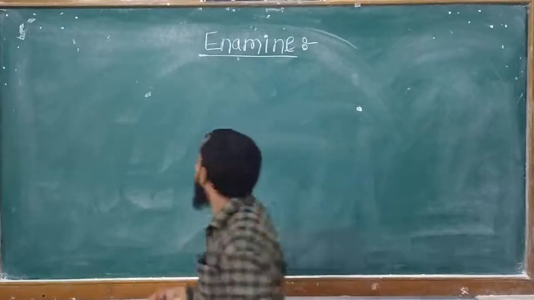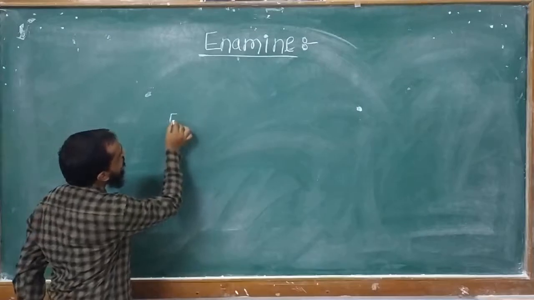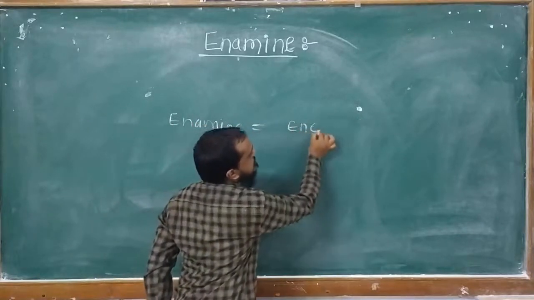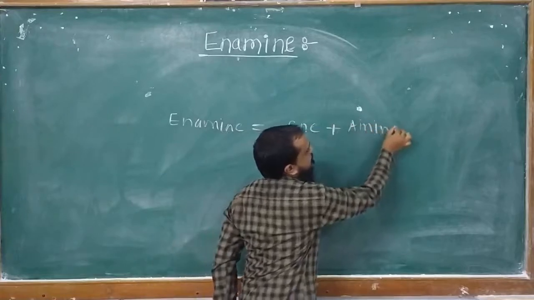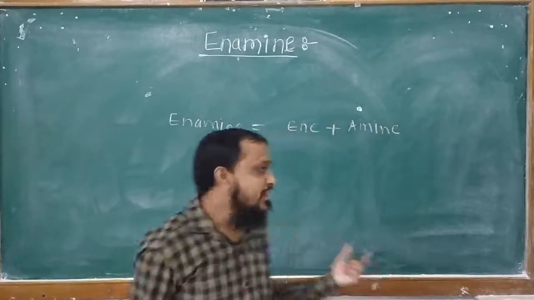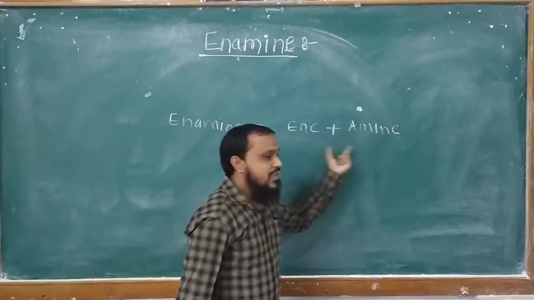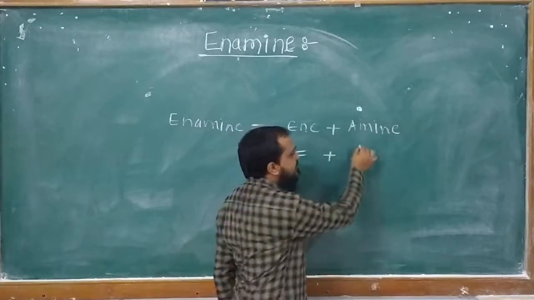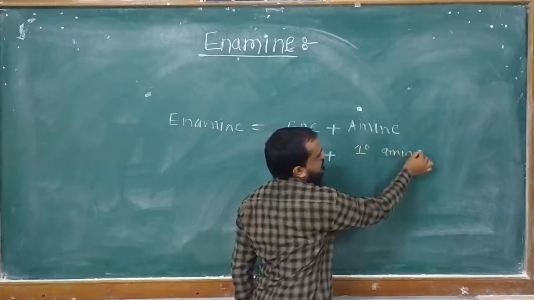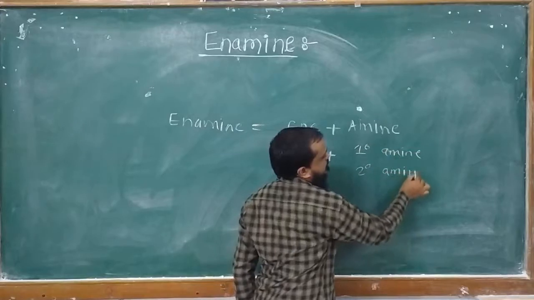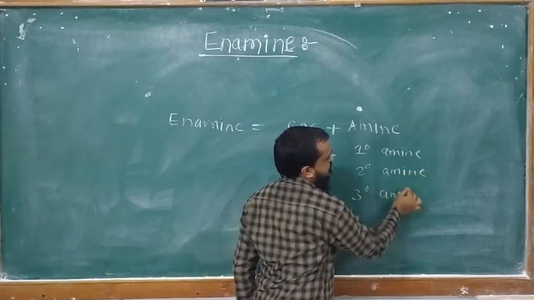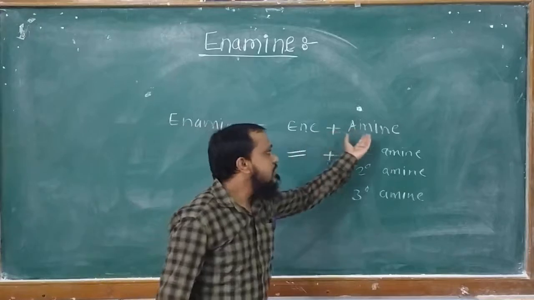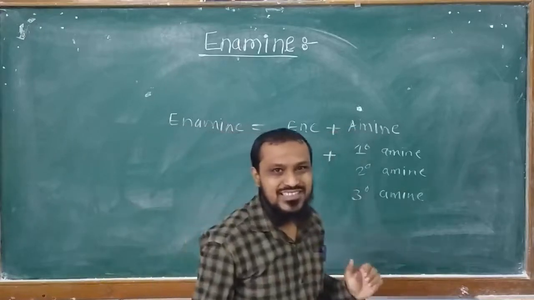Now, enamine is the combination of E plus amine. E means carbon-carbon double bond, and amine means primary amine, secondary amine, tertiary amine. Okay, so enamine is the combination of E plus amine. This is the first point.